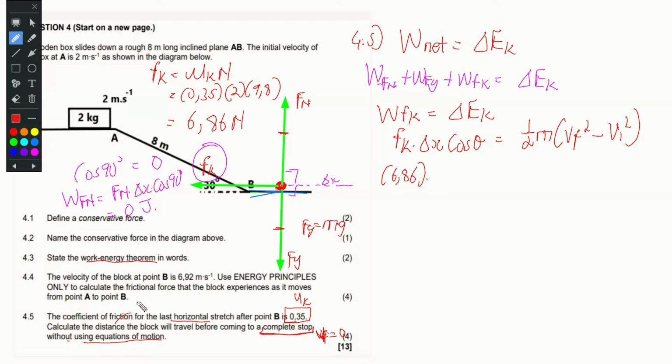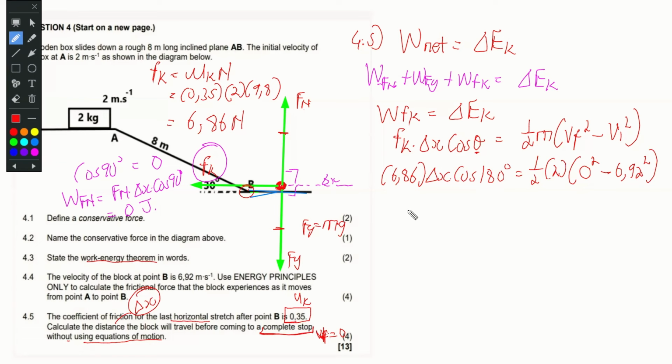What is this distance that we are calculating? It's that same delta x. So we have delta x here, and then cos 180 degrees. Anything to do with Fk, the theta here is always 180 because Fk does negative work. Then it's equals to half. Mass is 2 kg. Final velocity until it comes to a complete stop, so 0. Initial velocity, that would be the velocity in which it reaches point B. So that's what? 6.92. Right? Because now we are starting from B, going to a point where it will reach a stop.